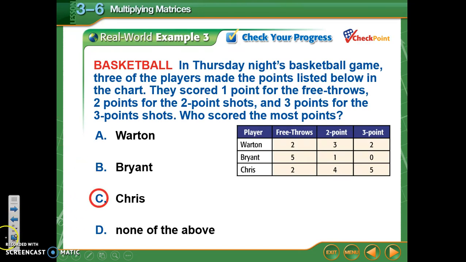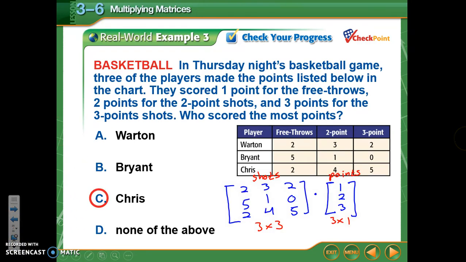Okay, your answer should be C, Chris. Here's what your matrices should have looked like for this one. Chris ends up being the winner.